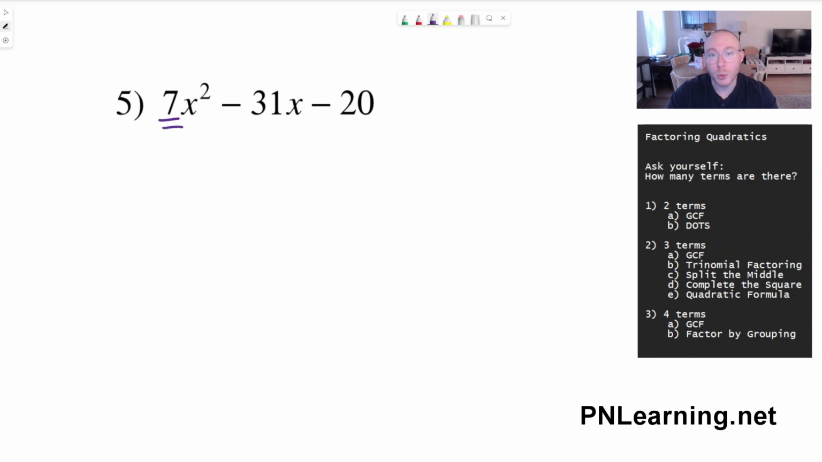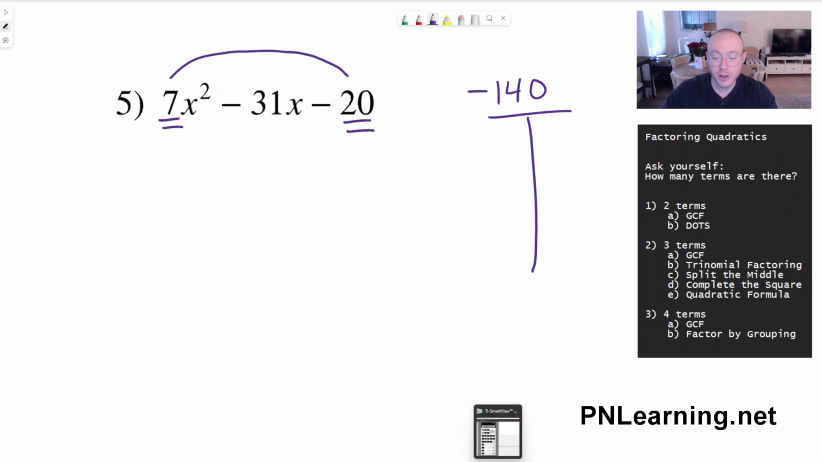When a is not equal to 1, you're going to use the next method of factoring that we want to cover today, which is called split the middle. Some people call this AC factoring, but you're basically going to take the a term and multiply it by the c term. 7 times negative 20 would give you negative 140. And what we're going to try to do is find all the factors of negative 140 that we can.